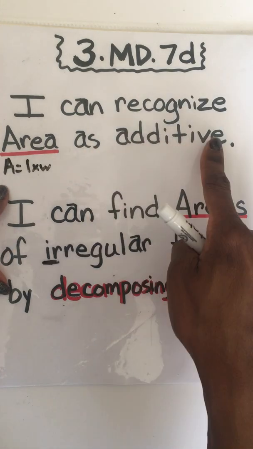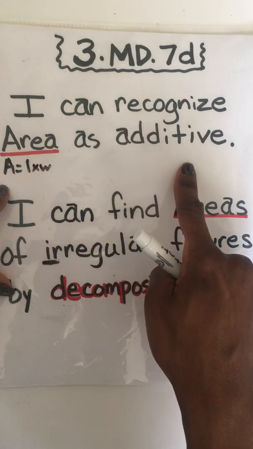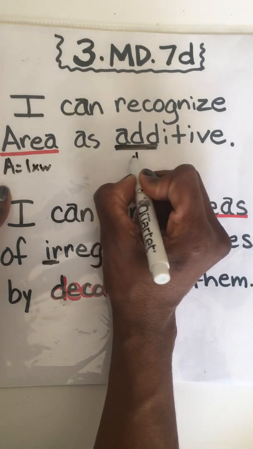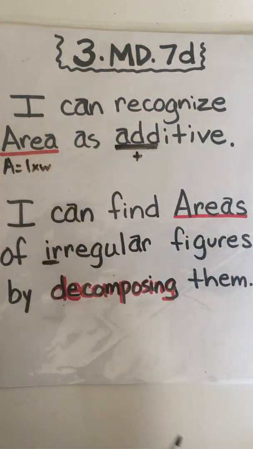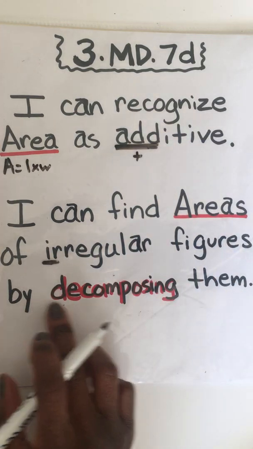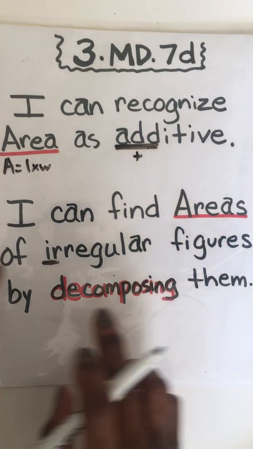Today, we're going to recognize area as additive. Okay? Add. We're going to add using our area. We're also going to find areas of irregular figures by decomposing them.